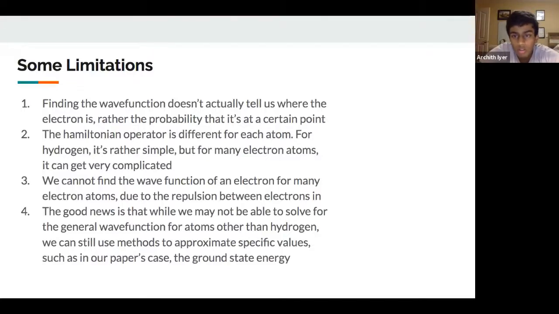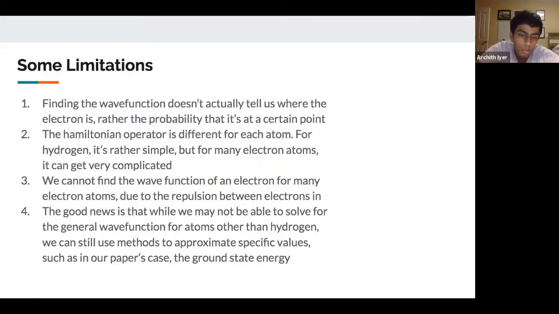And when you go on, it's so big that some scientists don't even bother to find it. We cannot find the wave function of an electron for many-electron atoms, and by many-electron atoms, I mean anything with more than one electron. From your chemistry classes, many of you may know that hydrogen only has one electron, and that's the only atom we can solve Schrodinger's equation exactly for. We cannot solve it exactly for anything else. We don't know the wave function for any electron in any atom with more than one electron.